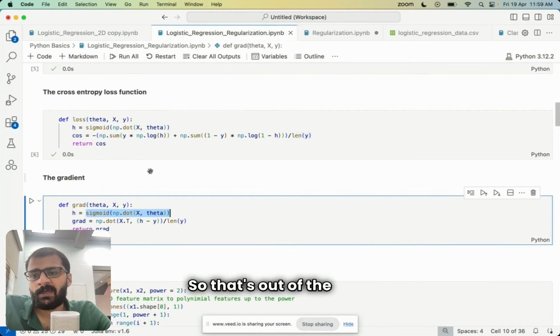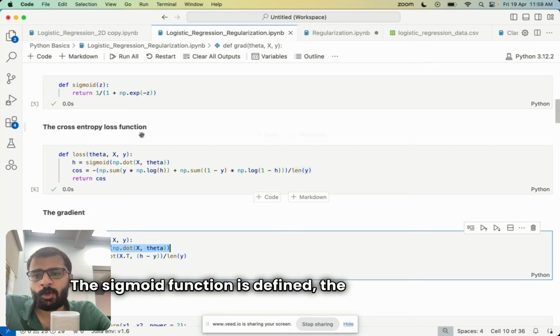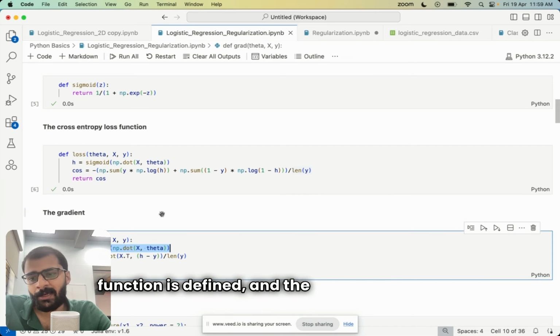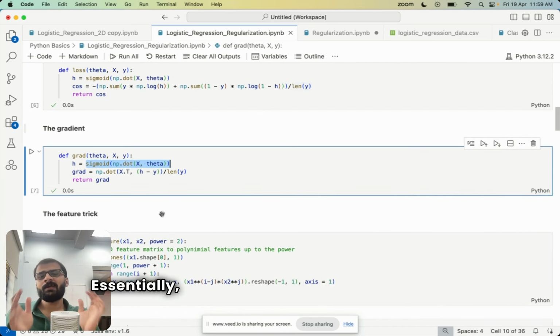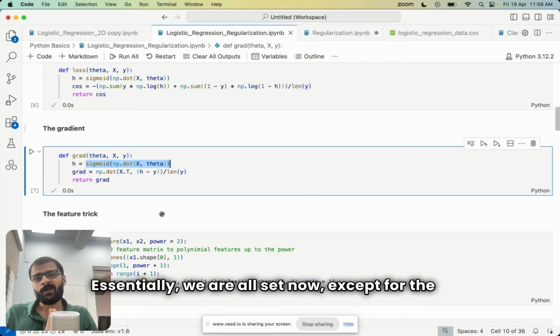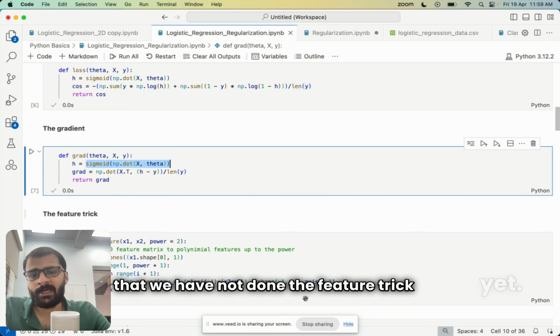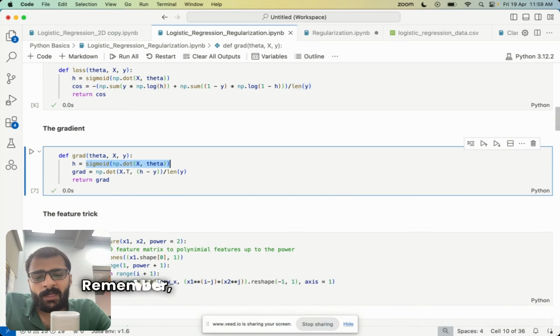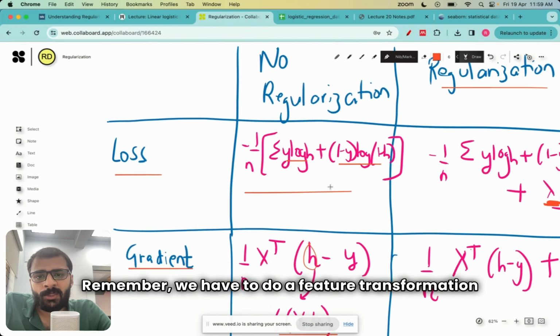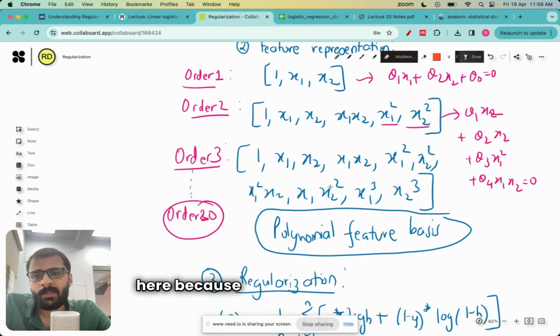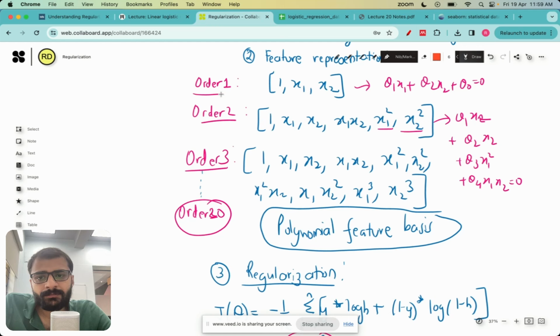Great, so that's out of the way. The sigmoid function is defined, the cross entropy loss function is defined, and the gradient is defined. Essentially we are all set now, except for the fact that we have not done the feature trick yet. Remember, we have to do a feature transformation here, because order 1 will not work.